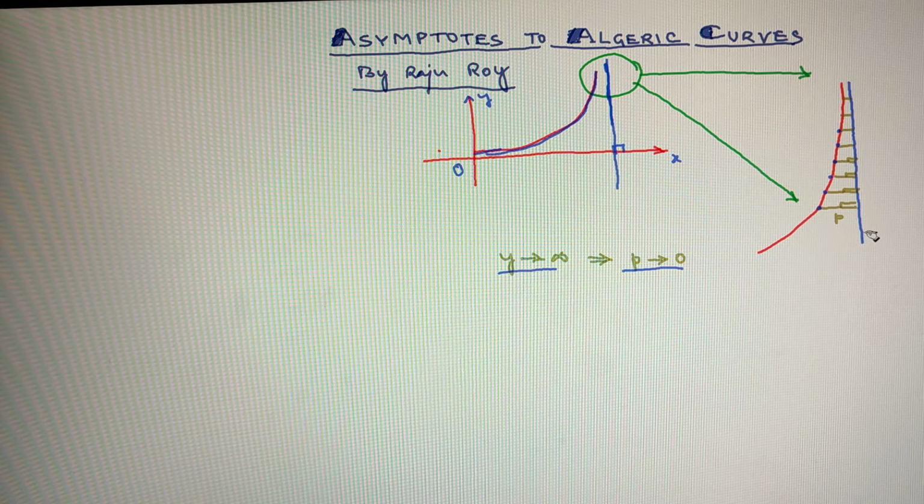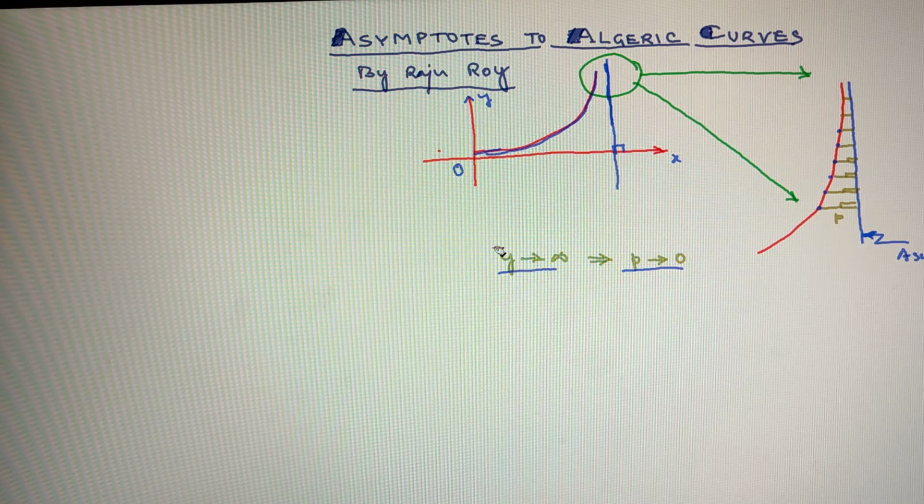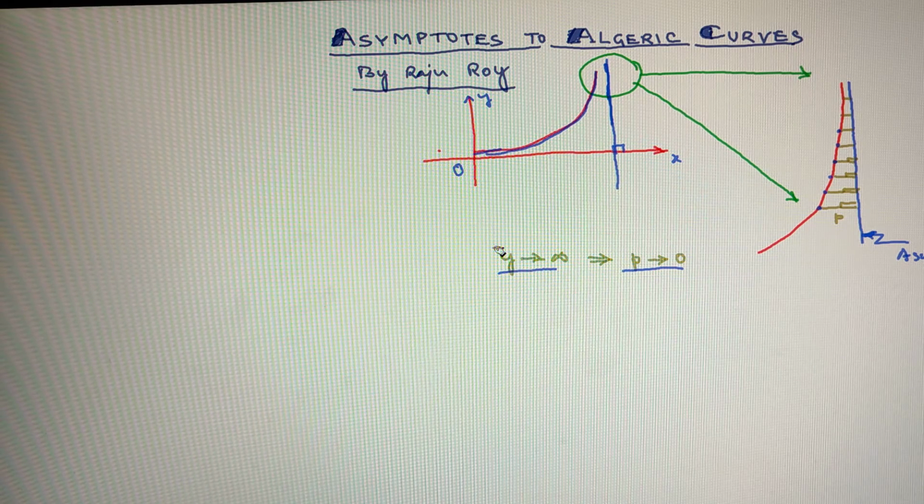This line will become very close to the curve. That's why this line is called an asymptote to the curve. So an asymptote is nothing but a straight line which meets the curve at infinity, but it doesn't actually meet; it will be very close, the distance will tend to 0. It will never meet. So that is what the asymptote is.